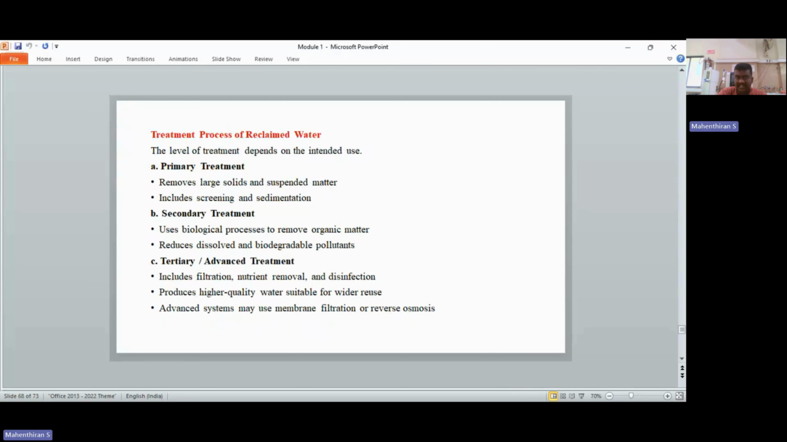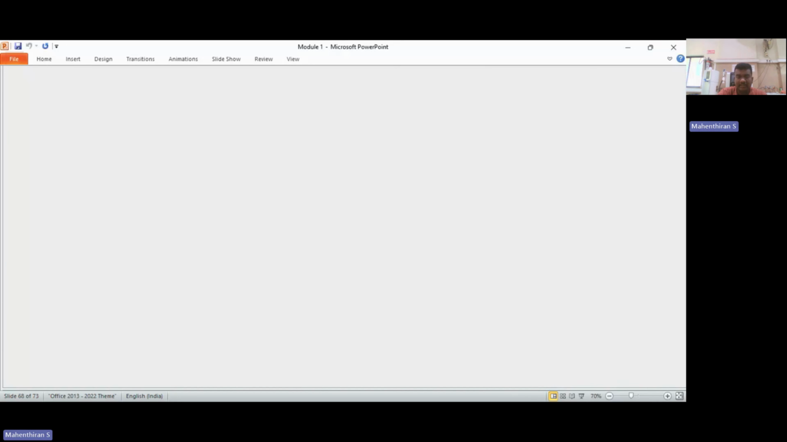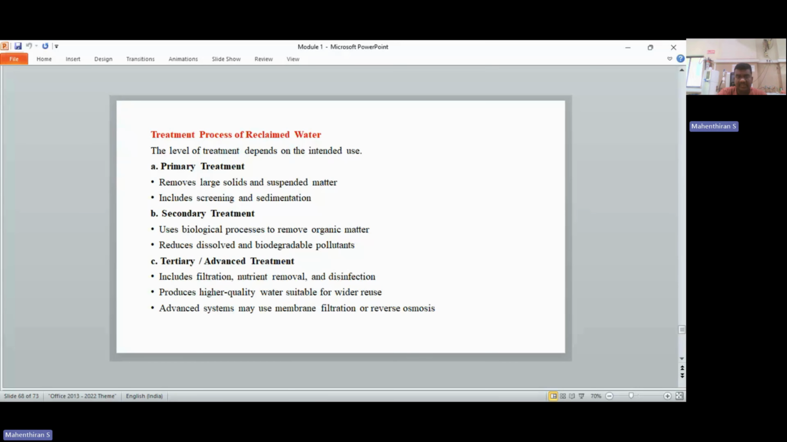Next comes the secondary treatment. Here, microorganisms such as bacteria are used to break down the organic matter present in the water. In this stage, the dissolved and biodegradable pollutants are significantly reduced. Organic waste is converted into simpler and stable substances. This process is very important because it removes the major portion of the pollution in the wastewater.